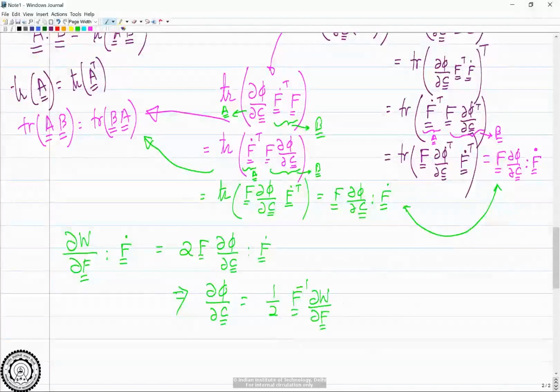Okay, and if you substitute del W by del F in terms of sigma, the Cauchy stress tensor, then you see that it is half F inverse, and what is then del W by del F? It is, I guess, sigma into F inverse transpose into det F. Can someone help me? What is this?